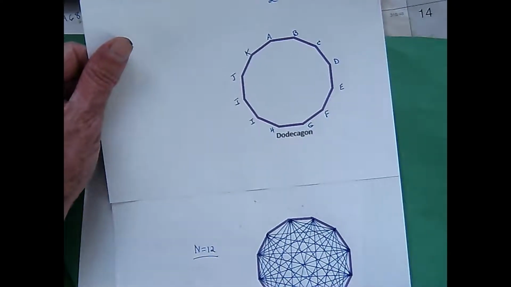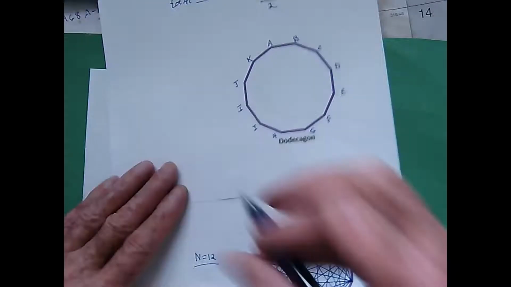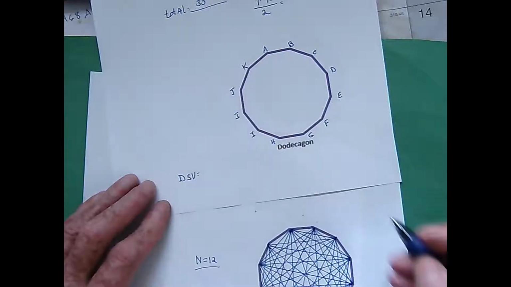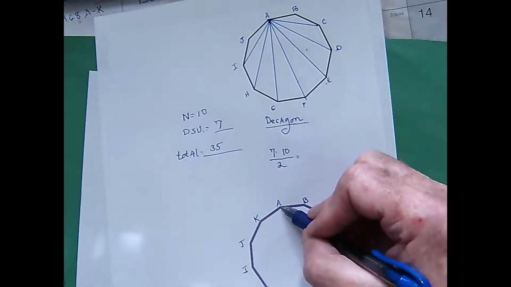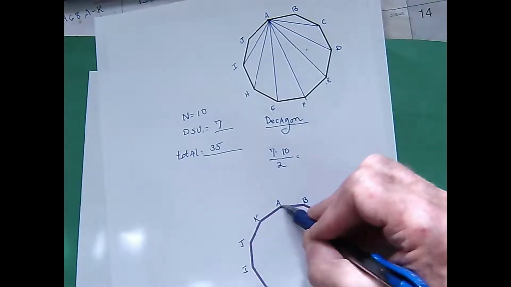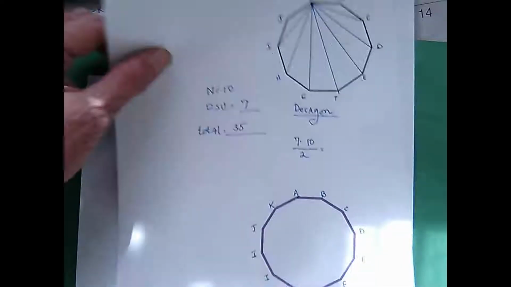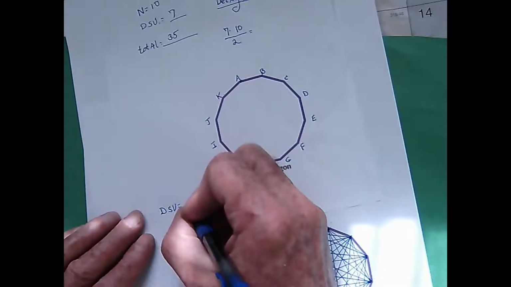How many diagonals could I show from a single vertex? What's the diagonals from a single vertex for this polygon? From vertex A, I can't go from A to A, nor from A to B, nor from A to K. I had to leave those 3 out. So from vertex A, I could show 9 diagonals from a single vertex.